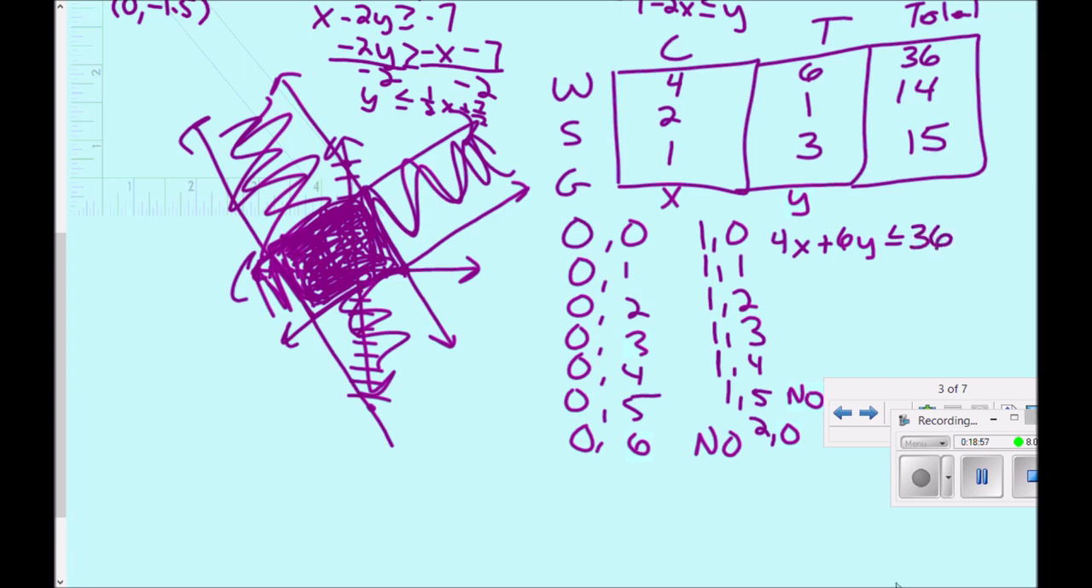So we talked about the fact that the inequality for the wheels would be 4x plus 6y is less than or equal to 36. So the second inequality would involve the seats, and that would be 2x plus 1y is less than or equal to 14. And the last inequality would involve the gas tanks, and that would be x plus 3y is less than or equal to 15.